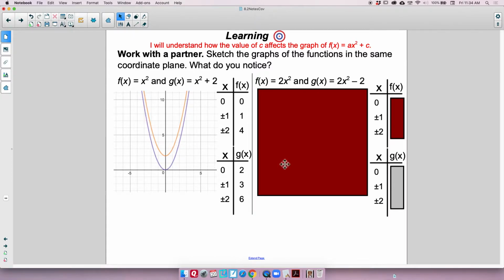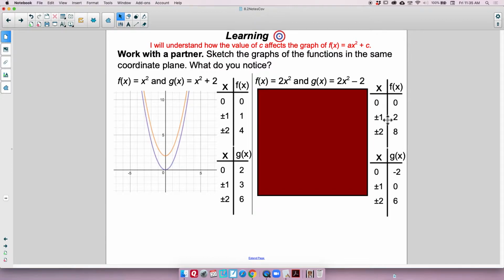Okay. And go ahead and try this one on the right. Here we have 2x squared, and here it's 2x squared minus 2. I bet if you think about it, you will know what the g of x one looks like compared to the f of x before you even start. So go ahead and try that. Okay, and so hopefully you got 0, 2, and 8 for that, and for g of x, negative 2, 0, and 6.